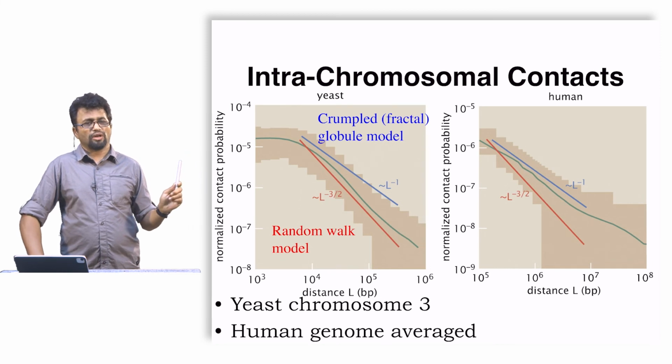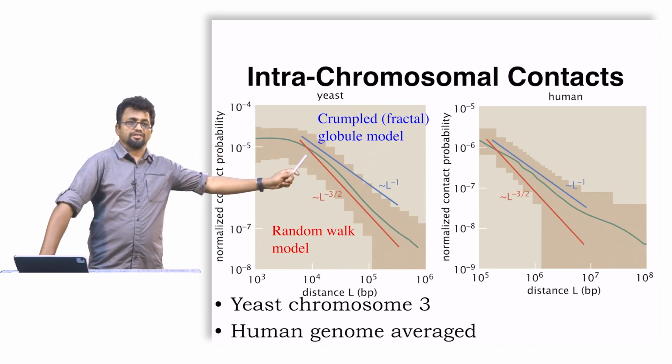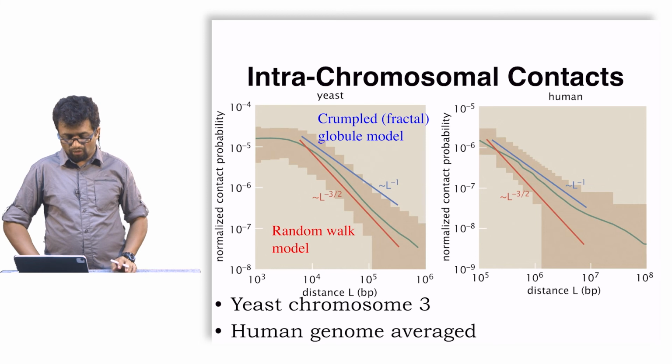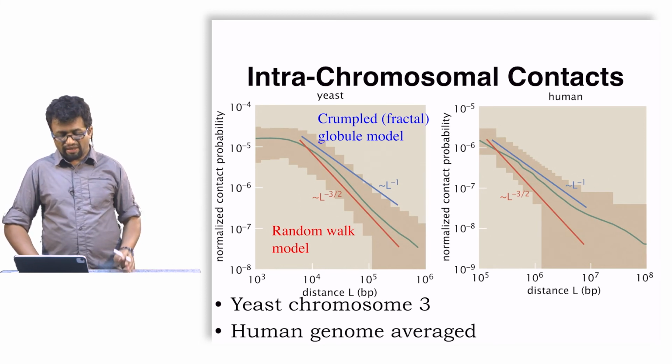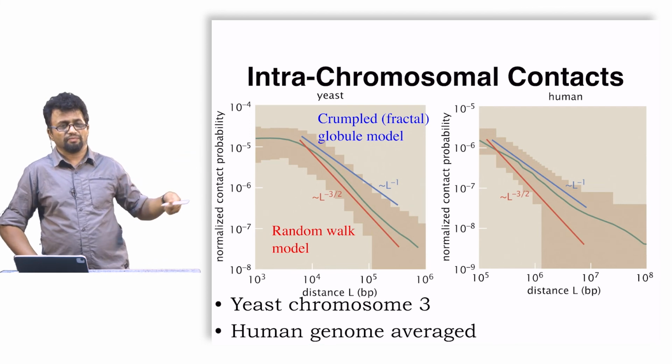Now, when you look at this data for yeast cells and compare this to human cells, the people who did this work found that for yeast chromosome 3, the data best fit to a scaling of L to the power minus 3 by 2. So, it is an inverse slope, hence minus 3 by 2.